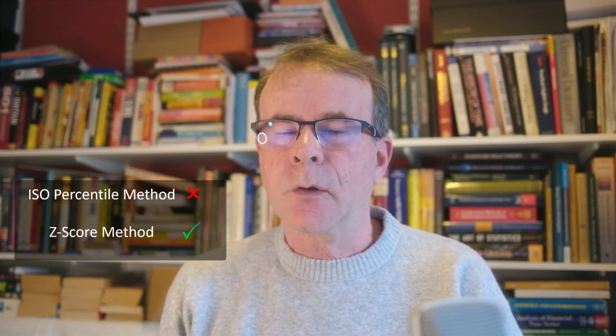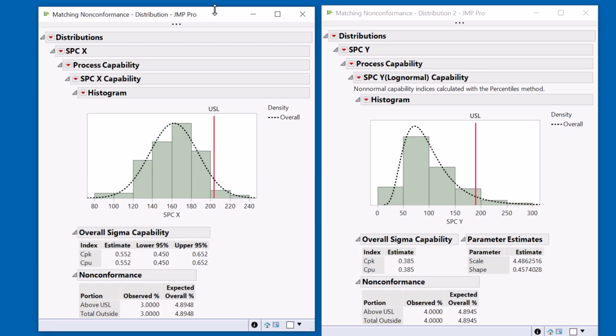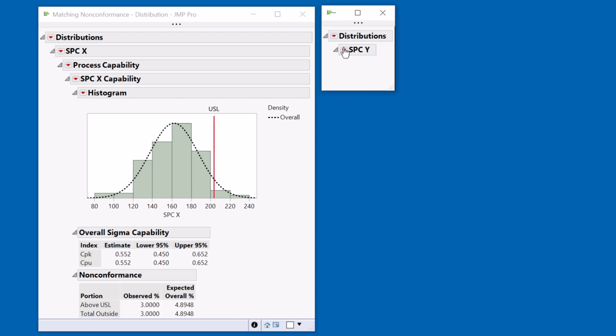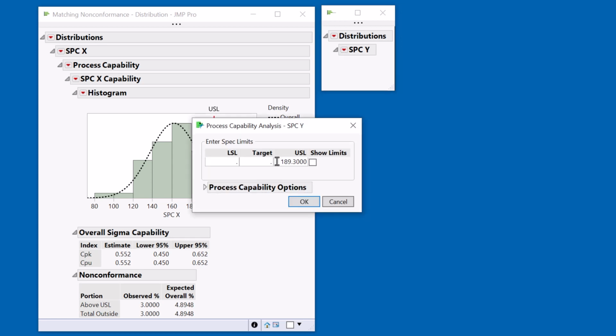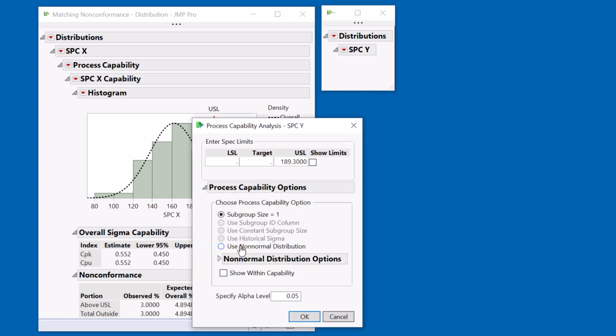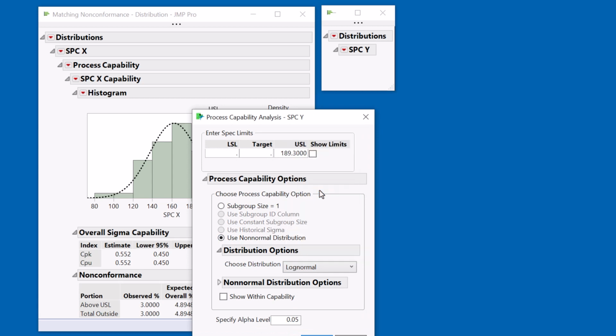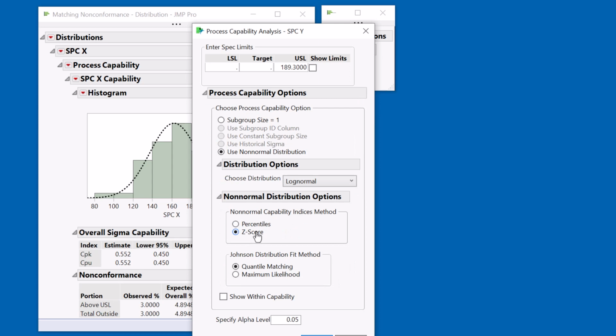Well, the solution is we have to abandon the percentile method of calculation and implement an alternative method. That alternative method is known as the Z-score method. Now, I'm not going to go into the mathematics of it, but I will illustrate it by example. In fact, I can take these same data that I've been working with, but now I'm going to take this log normal distribution, remove the process capability, and perform it again. So I want to do the analysis based on a non-normal distribution and it's log normal, but I have an additional option, and that option is to use the Z-score method.